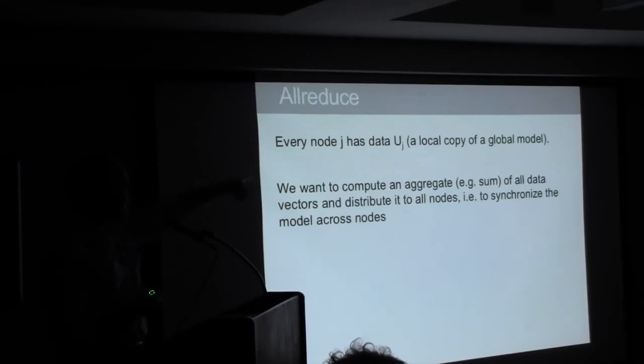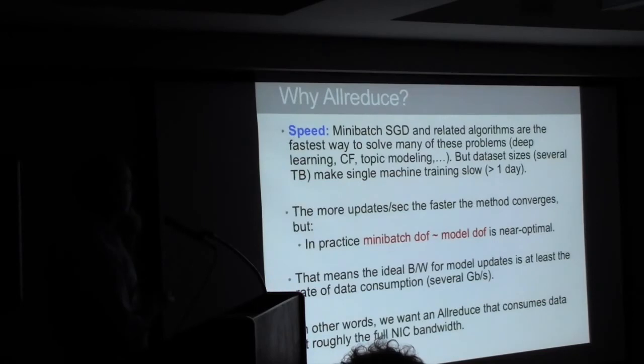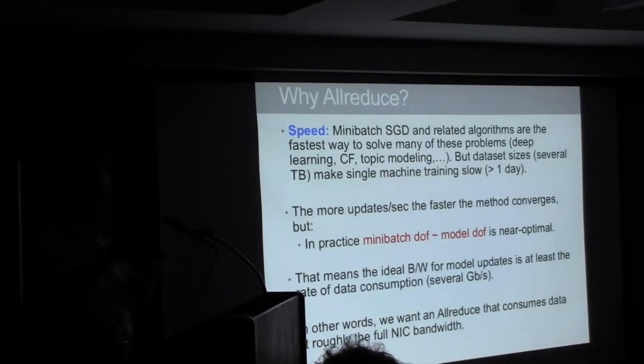An Allreduce is basically taking a vector of data at each node. Typically it's a local copy of a global model, and we want to compute the sum of all of those vectors and then redistribute it across the network. In other words, we're adding up all the gradients from different pieces of data into a single gradient update of the model. So why specifically do we want to do that in one step? Because there are other solutions, which involve maybe more chaotic updates.